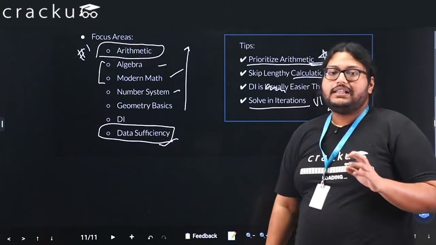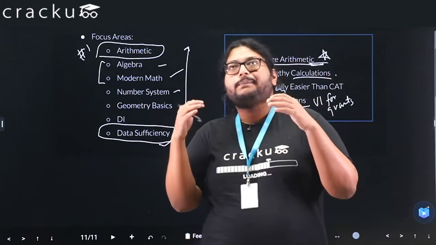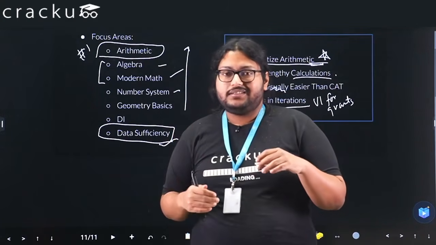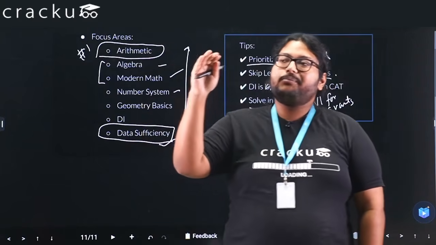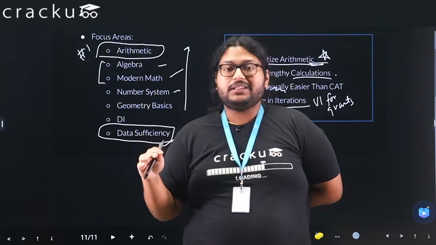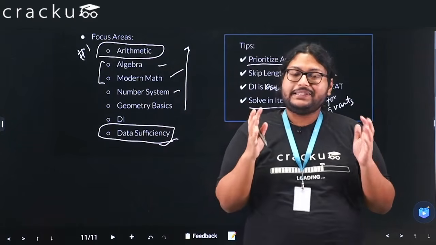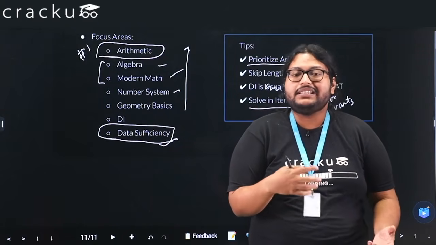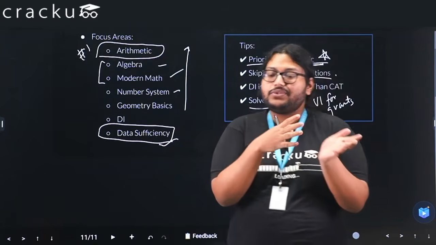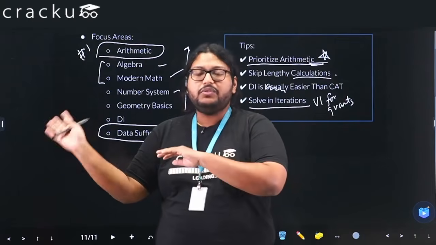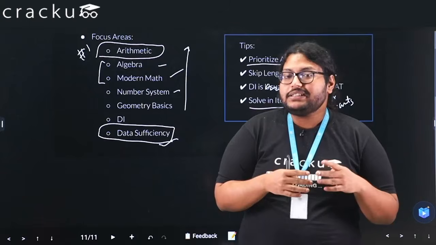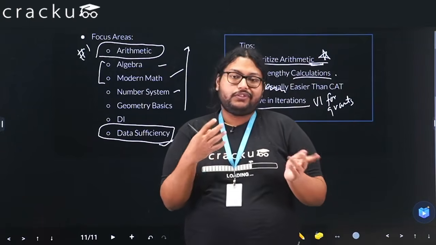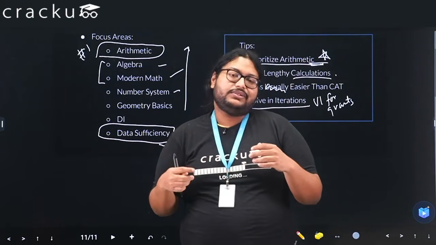Because in quants, what happens is it's very easy to get stuck. You're like, okay, I'll be able to solve this question, but the thing is, it will be lengthy. So if it is something that you're able to solve, but it is going to be lengthy, leave it for the second iteration. If it is something which you can just solve and move on, only in that case, keep it. So solving in iterations actually becomes very important for quants and among the other things also.